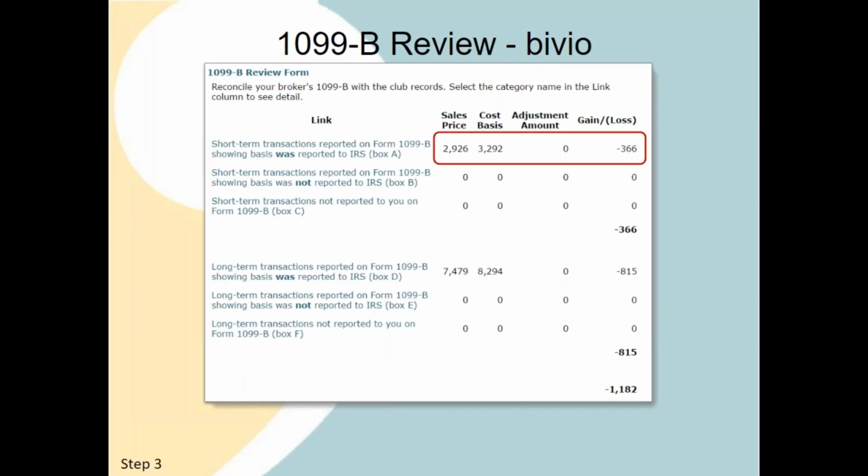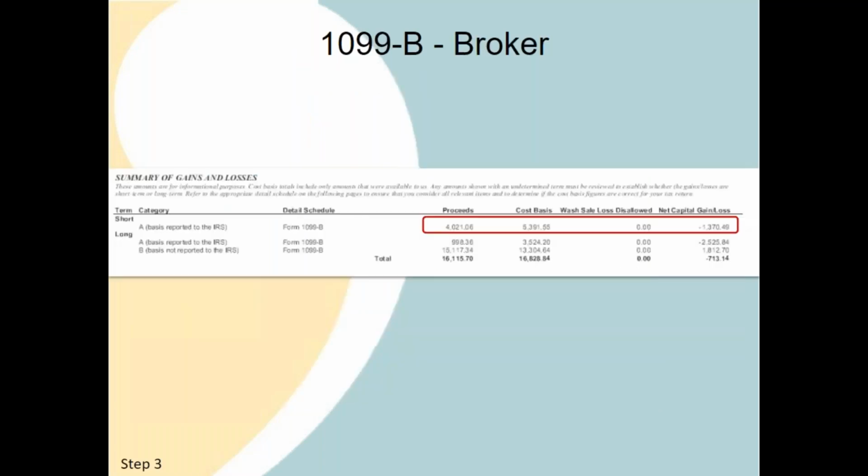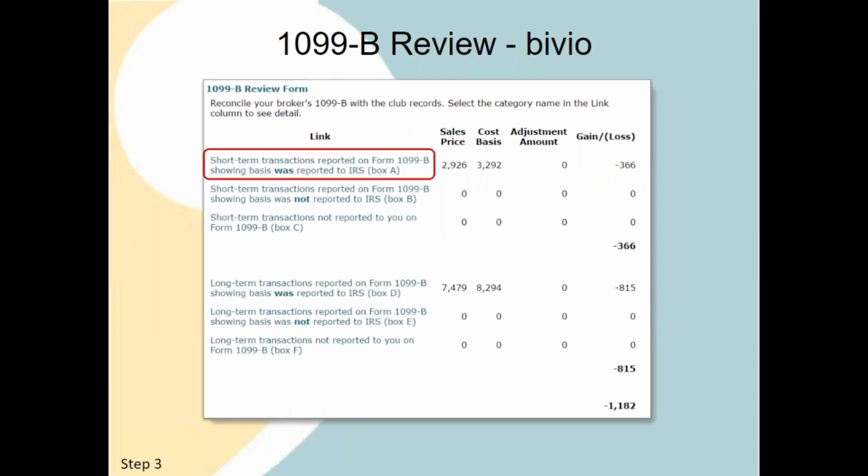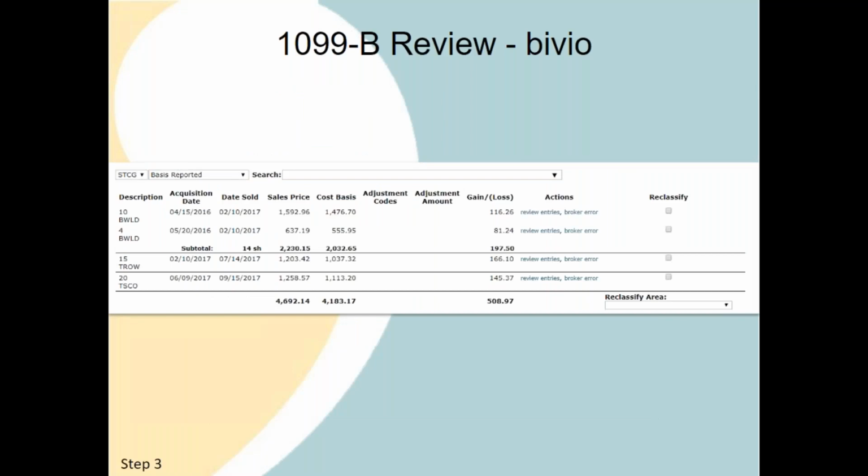The first thing you want to do is look at the subtotals for each column in a particular category. They should agree with the subtotals shown on your 1099 for the same category. If they don't, each row on the 1099-B review report is a link that will take you to the detail of what is being included in the category. For example, if I click on the first link, I get to the detail of the short-term capital gains, Section A category. Basis is reported to the IRS.